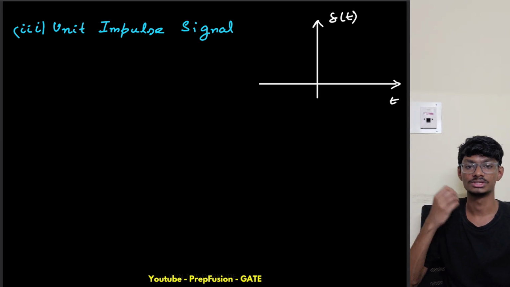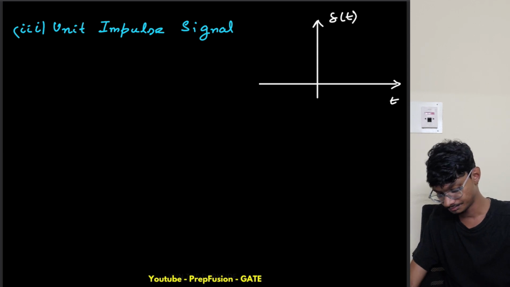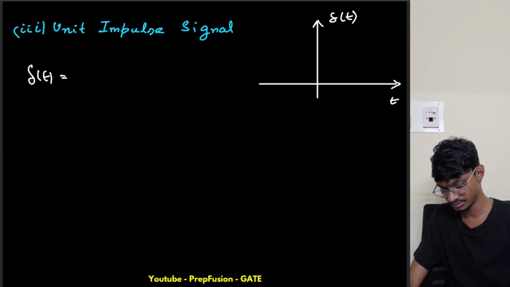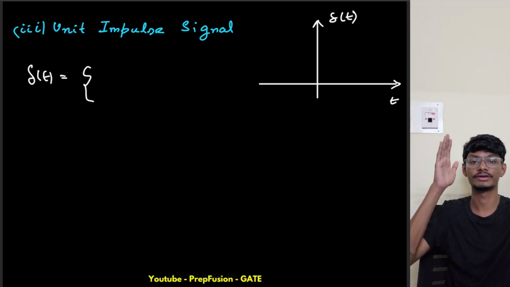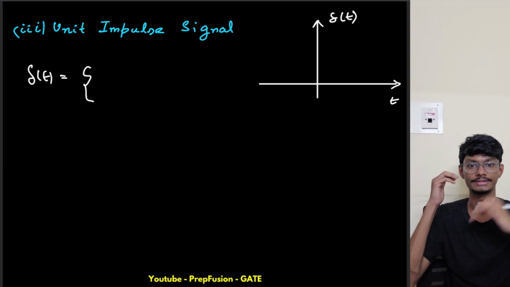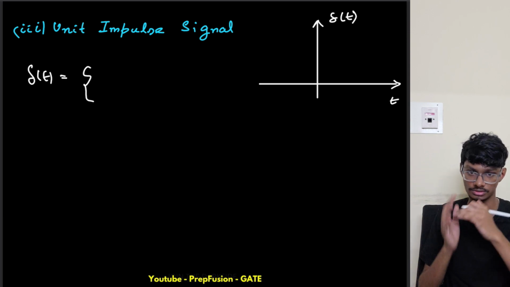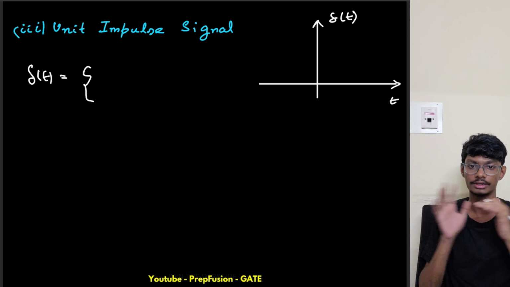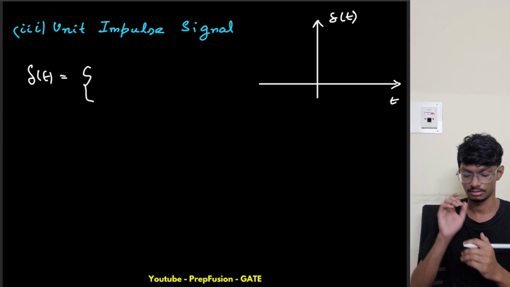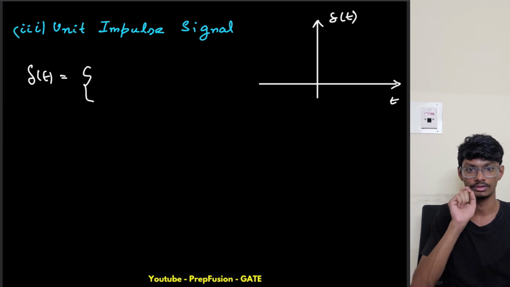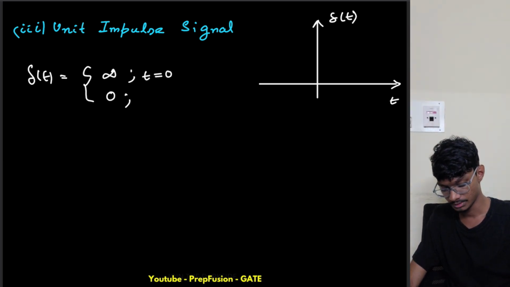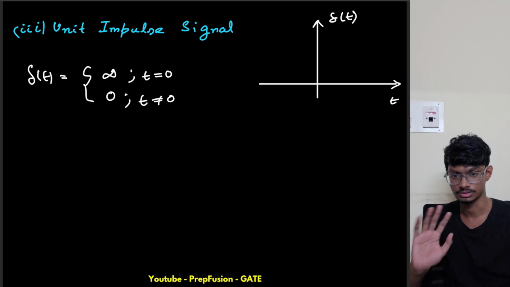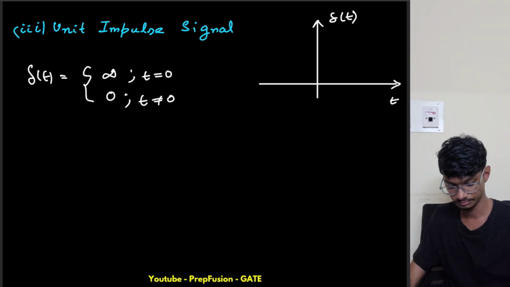So what is impulse function defined as? The definition of impulse function: at t equals 0, it is an infinitely large value, and at t not equal to 0, it is equal to 0 only. But there is one property of impulse that I will explain. So at t equals 0, this is infinity, and at t not equal to 0, this is 0 only.